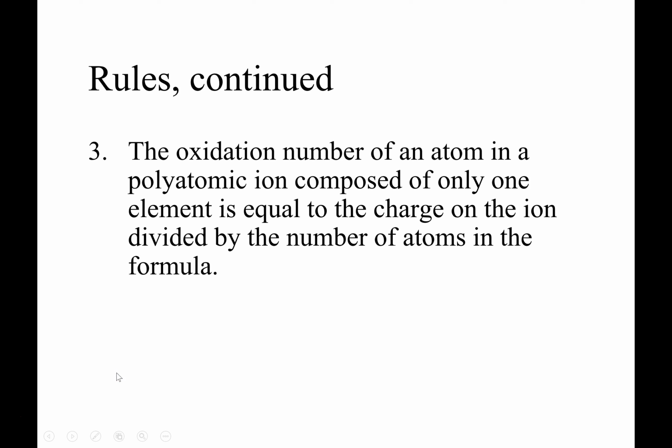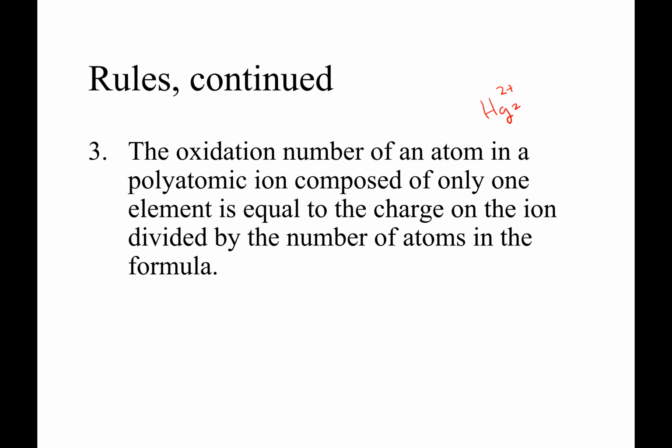Okay, rule number 3: the oxidation number of an atom in a polyatomic ion composed of only one element is equal to the charge on that ion divided by the number of atoms in the formula. Oh my gosh, are you serious? There are actually 2 examples that come to mind. Everybody's favorite polyatomic ion, oh my gosh, that's the mercury(I) polyatomic ion. I hate it, I hate it, I hate it.